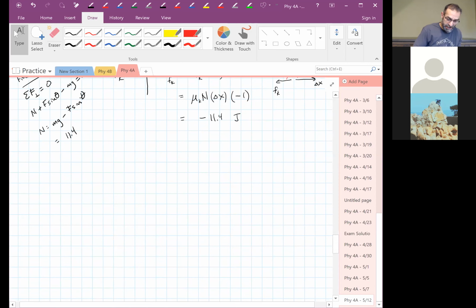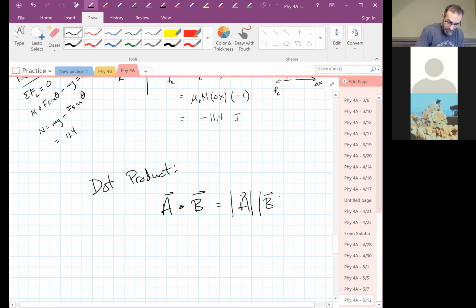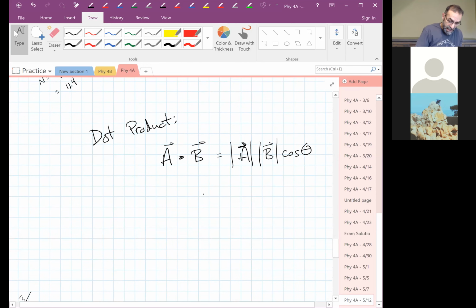This is good. A lot of people get stuck on this, so I'm glad this question was asked. This dot product formula, A dot B, is equal to the magnitude of A times the magnitude of B times the cosine of the angle you get when you put their tails together, okay? So if A points this way and B points this way, what way should we have?